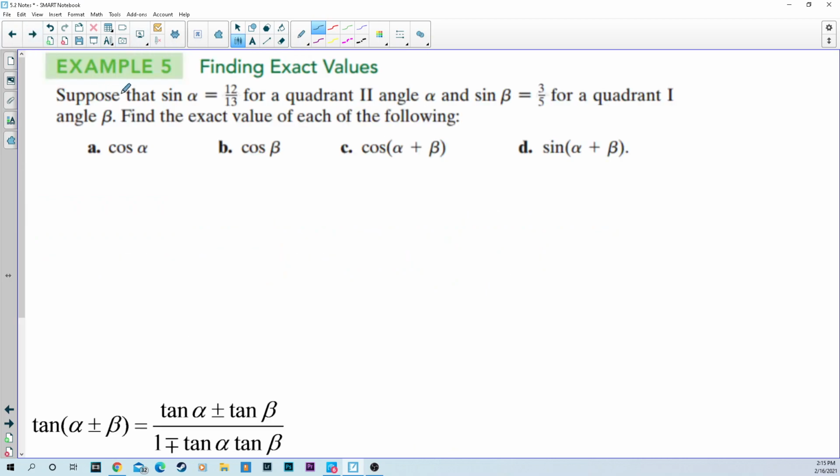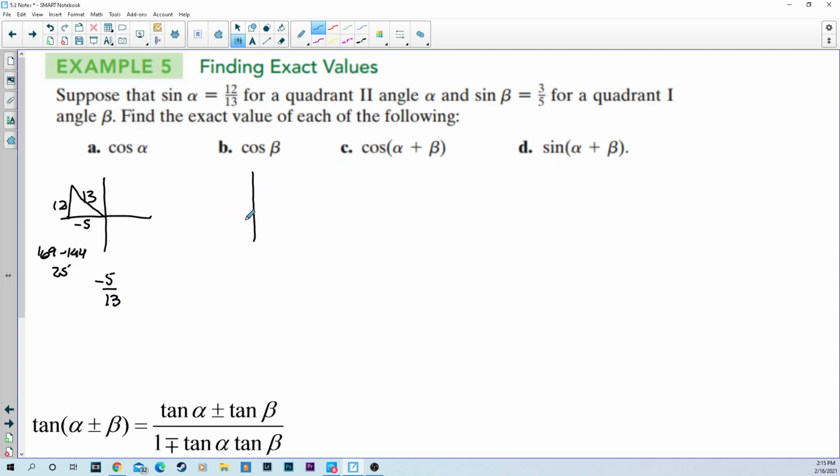Finding exact values. Suppose that the sine of alpha is 12/13 for a quadrant 2 angle alpha, and sine of beta is 3/5 for a quadrant 1 angle beta. Find the exact value of each of the following. Cosine of alpha. Well, alpha is a quadrant 2 angle over here, and the sine is 12/13. So if we take 169 minus 144, that's 25. Square root of 25 is 5. So that's -5. Turns out the cosine of alpha is -5 over 13.